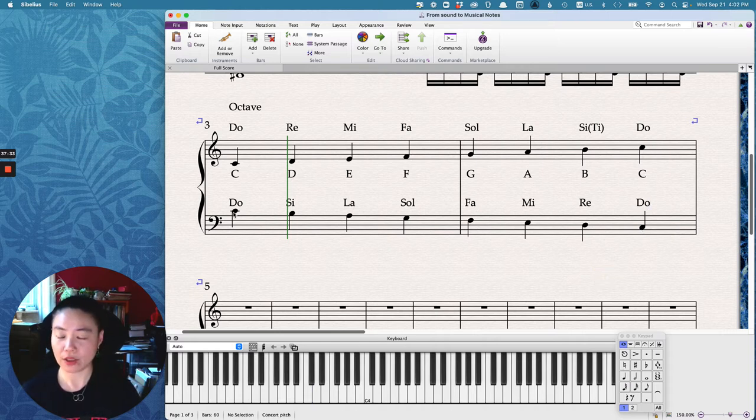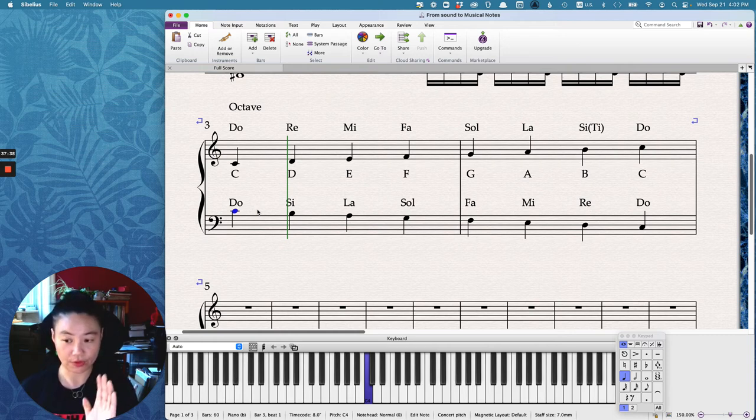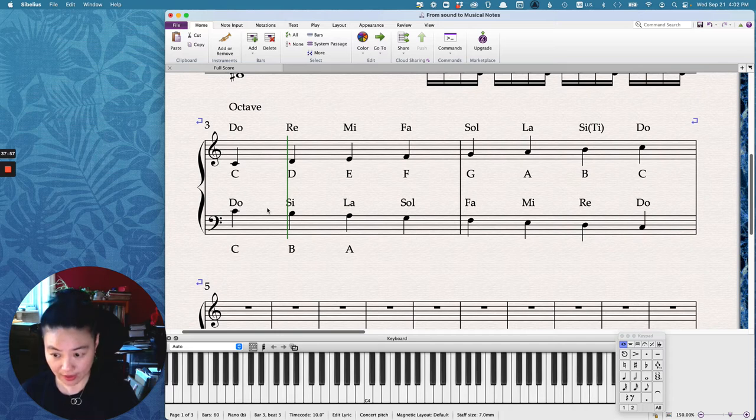And the note names are exactly the reverse from the above. Here we go, I'll type it in for you. This is C, B, pardon me. C, B, A, G, F, E, D, C. Yeah, okay.